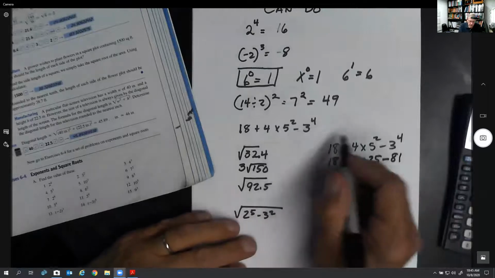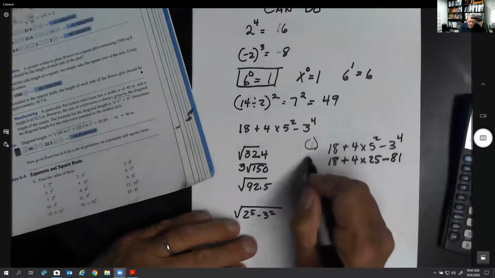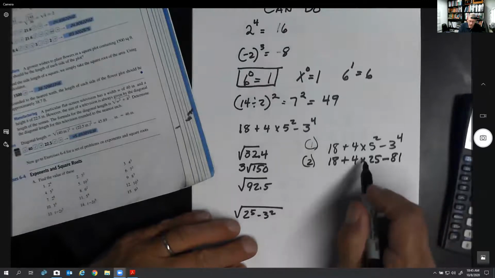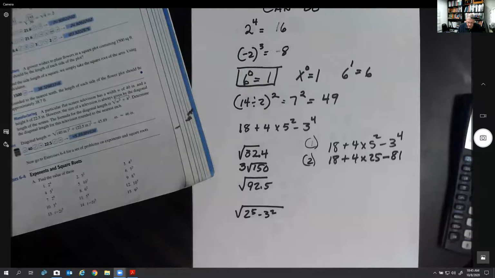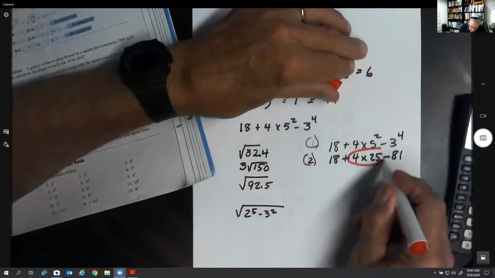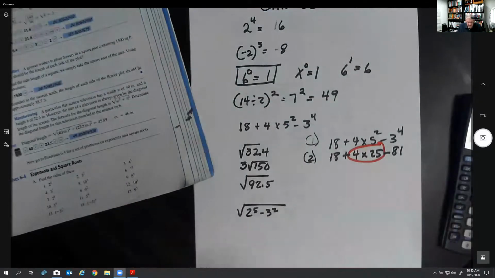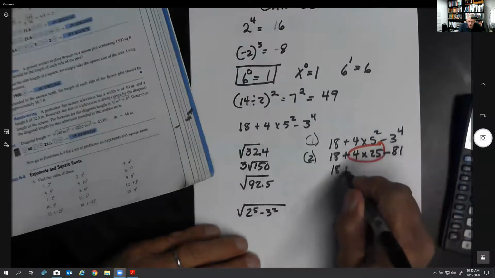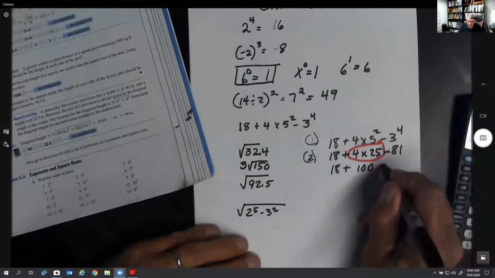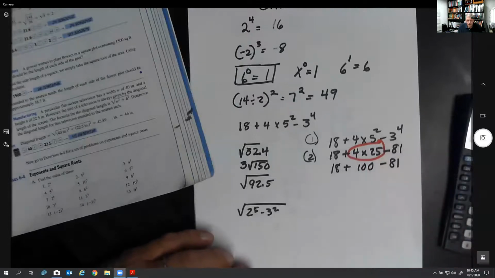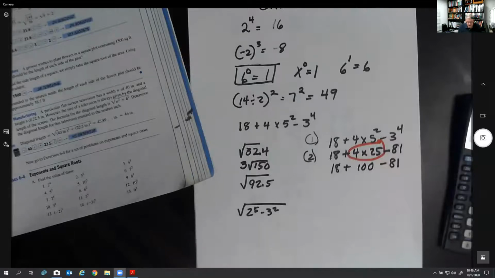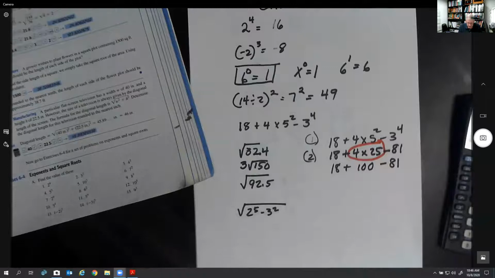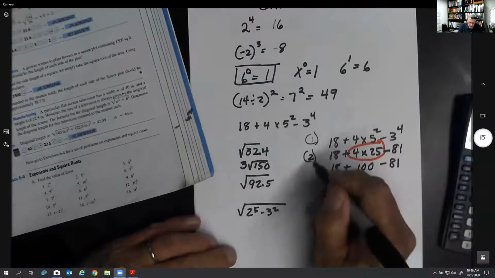Okay, so we went to tier 1 and we did the powers. Now we go to tier 2, multiplication and division. So we are going to multiply this first. Kind of taking it out of order, I'm sorry. 18 plus 100 minus 81. Now, addition and subtraction are equal in power. We do whatever comes first. First come, first served. We're in tier 3.